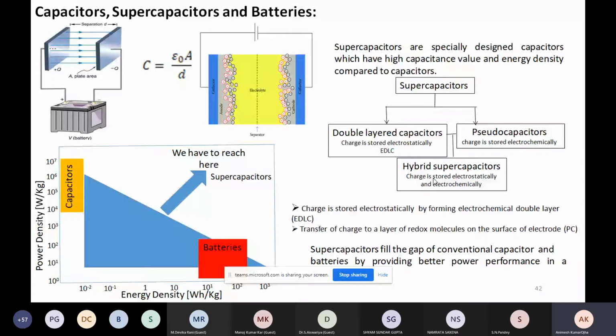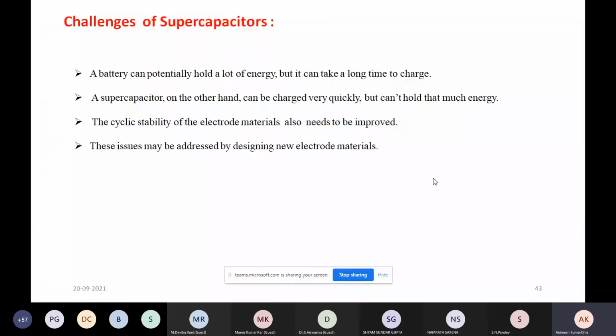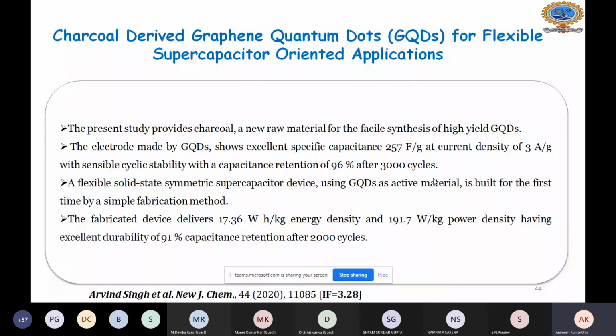So in this case, I have designed something. I took charcoal as a raw material to synthesize graphene quantum dots, and I used these graphene quantum dots as a flexible supercapacitor electrode material for energy storage.